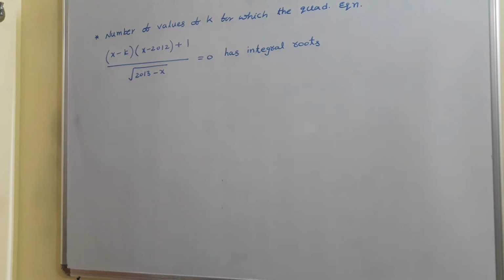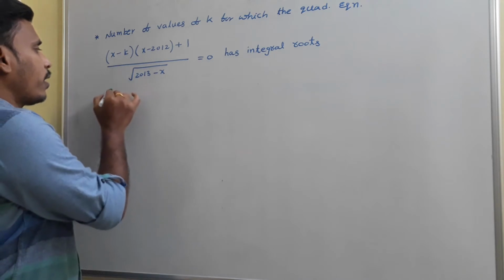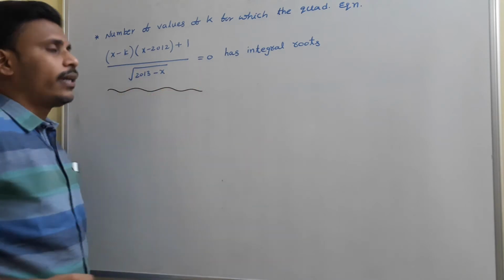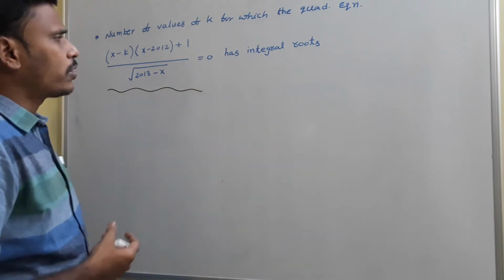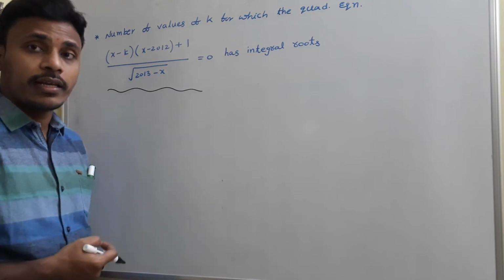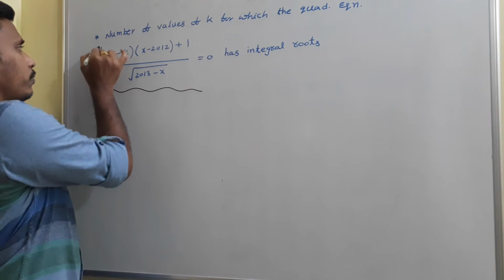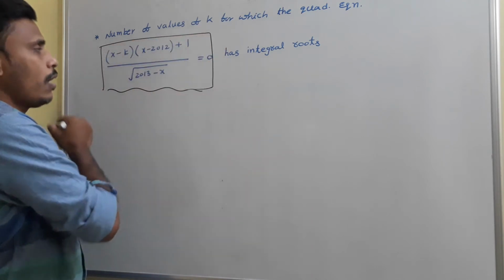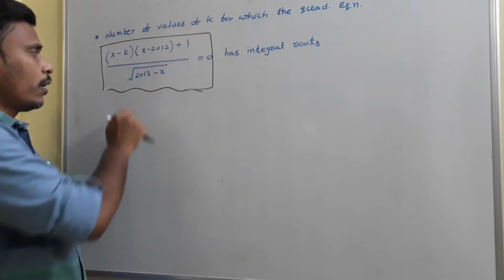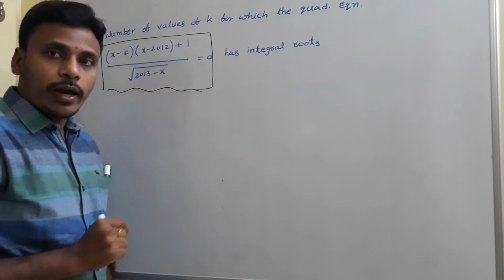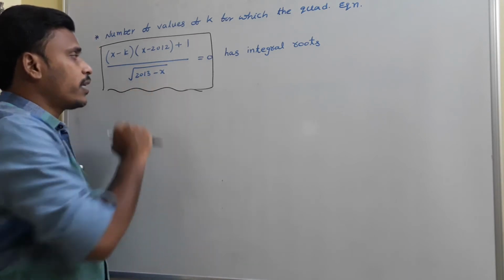Number of values of k for which this quadratic equation has integral roots. We need to think about the values of k for which this quadratic equation has integral roots. Let us look at this equation first. When we observe this equation, the denominator is square root of 2013 minus x.